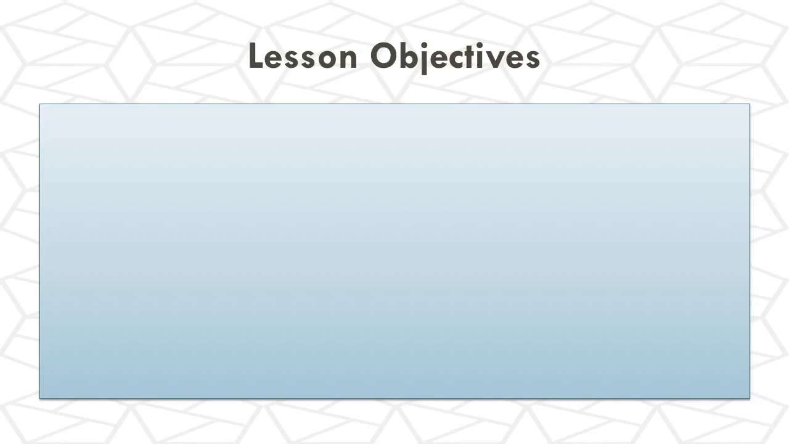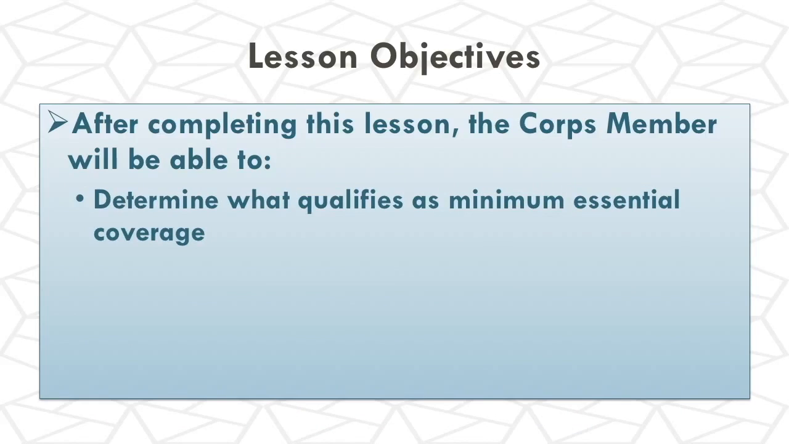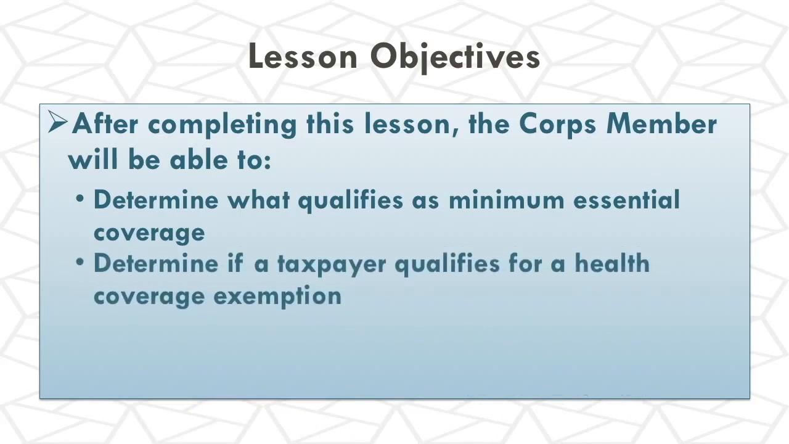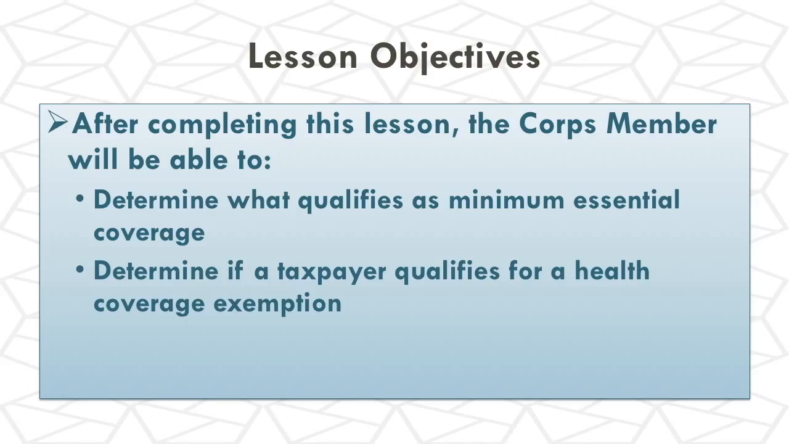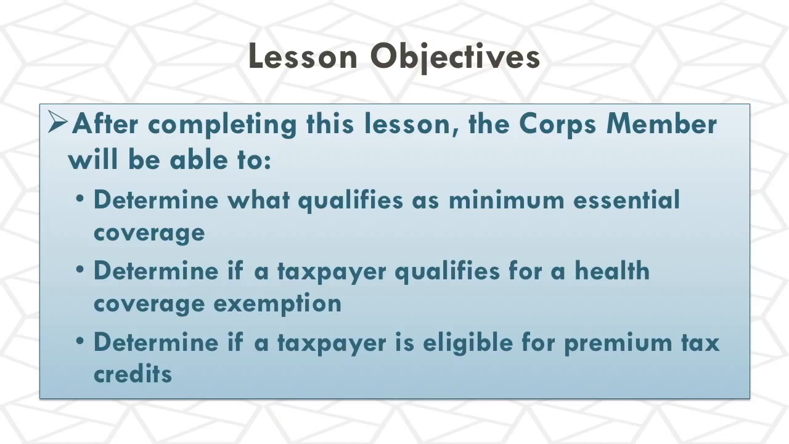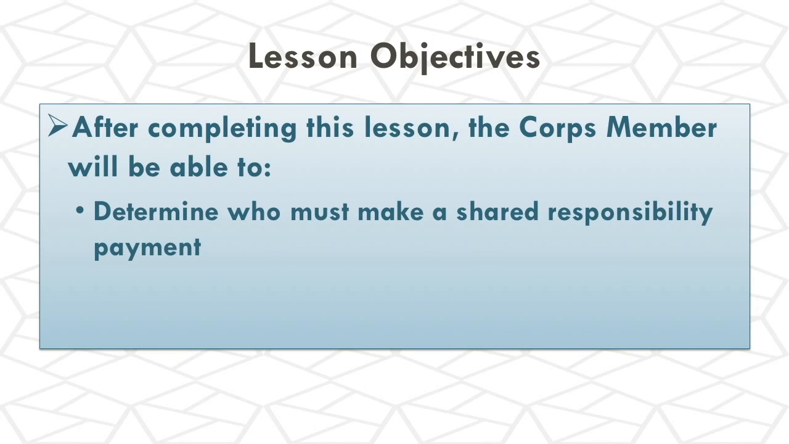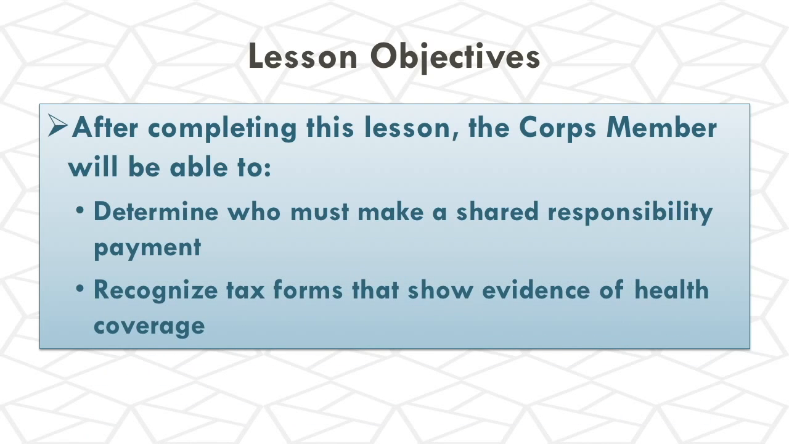So that concludes our lesson about the Affordable Care Act tax provisions. You should now be able to determine what qualifies as minimum essential coverage, determine if a taxpayer qualifies for a health coverage exemption, determine if a taxpayer is eligible for premium tax credits, determine who must make a shared responsibility payment, and finally recognize tax forms that show evidence of health coverage.